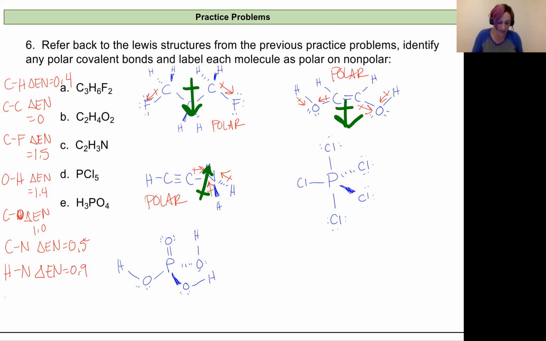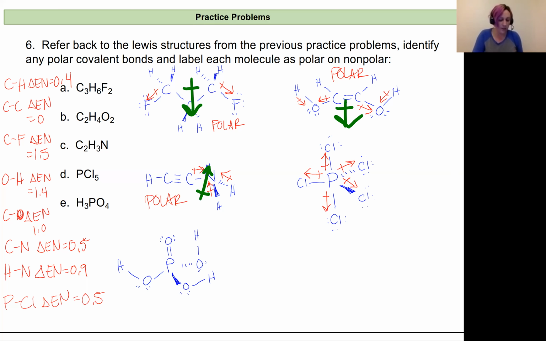So phosphorus and chlorine have an electronegativity difference. So phosphorus is 2.5 and chlorine is 3.0. So this is going to have an electronegativity difference of 0.5. So we'll call it polar. It's right on the edge, but it's polar. And those chlorines are more electronegative. So the dipole arrows I'm drawing are pointing to the chlorine.